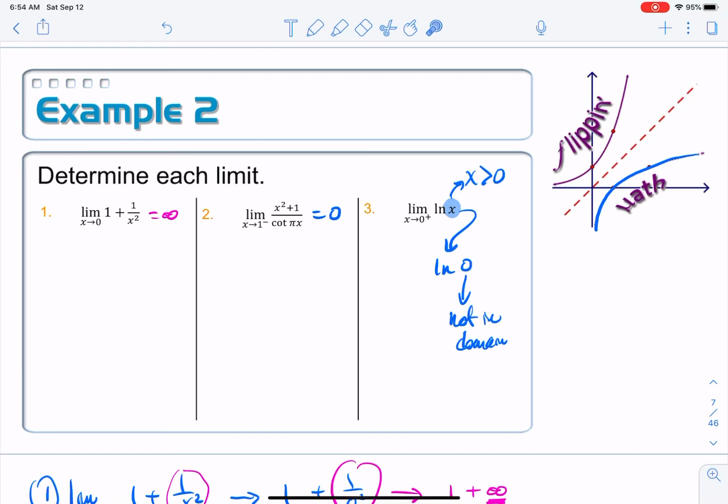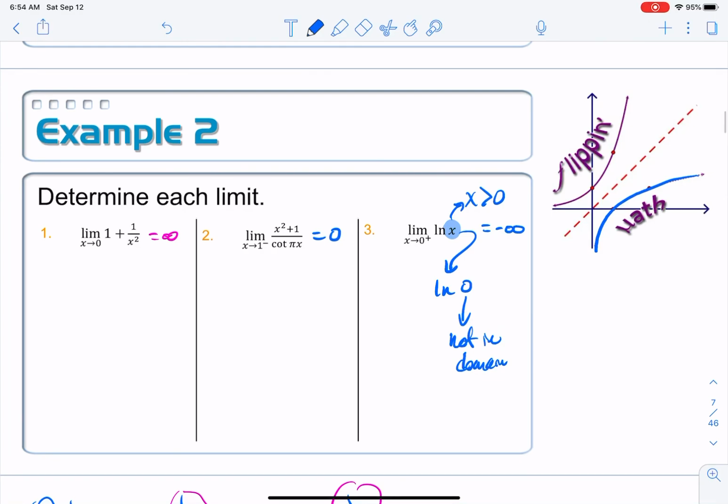Okay, well, we can see pretty clearly that as x approaches 0 from the right-hand side on the natural log graph, this is going to shoot down towards negative infinity. Okay, so that finishes up example 2.